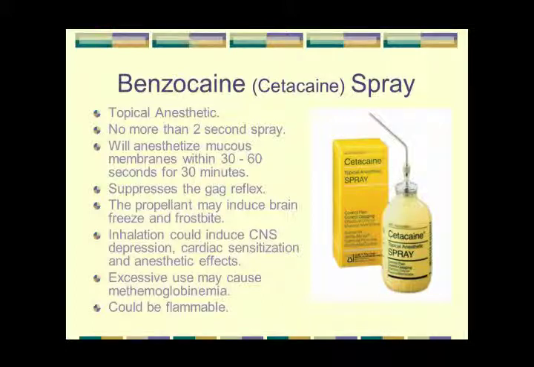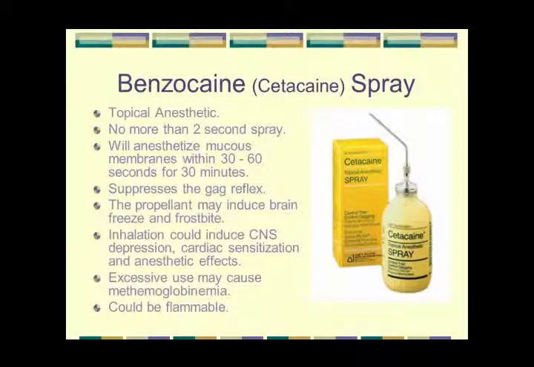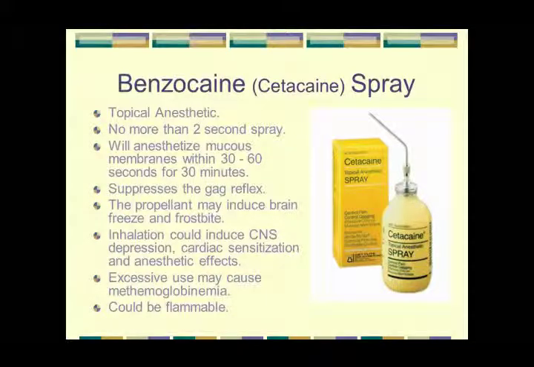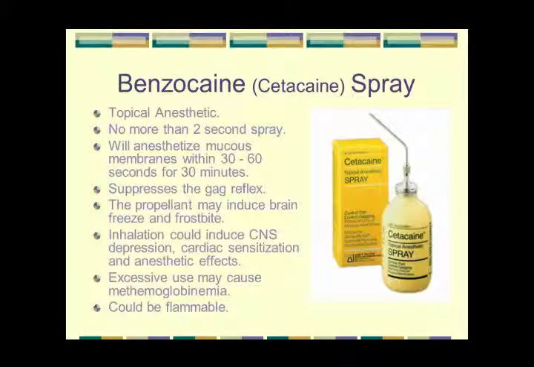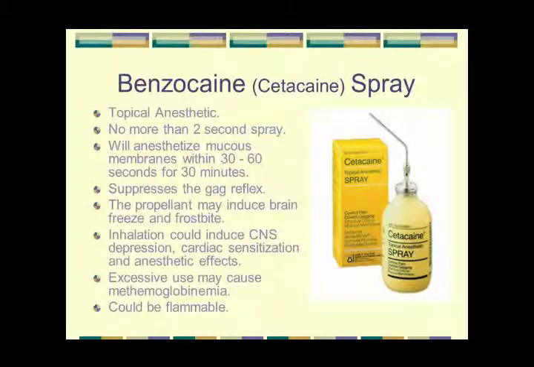There is topical anesthetic spray which can be used to facilitate insertion of this and some other stuff. What I really want you to know about that is that they're not benign. Okay, it's a benzocaine spray. It causes some topical anesthesia. But one of the downsides is that it can cause methemoglobinemia, as well as some other side effects. So it should only be used as a last resort.